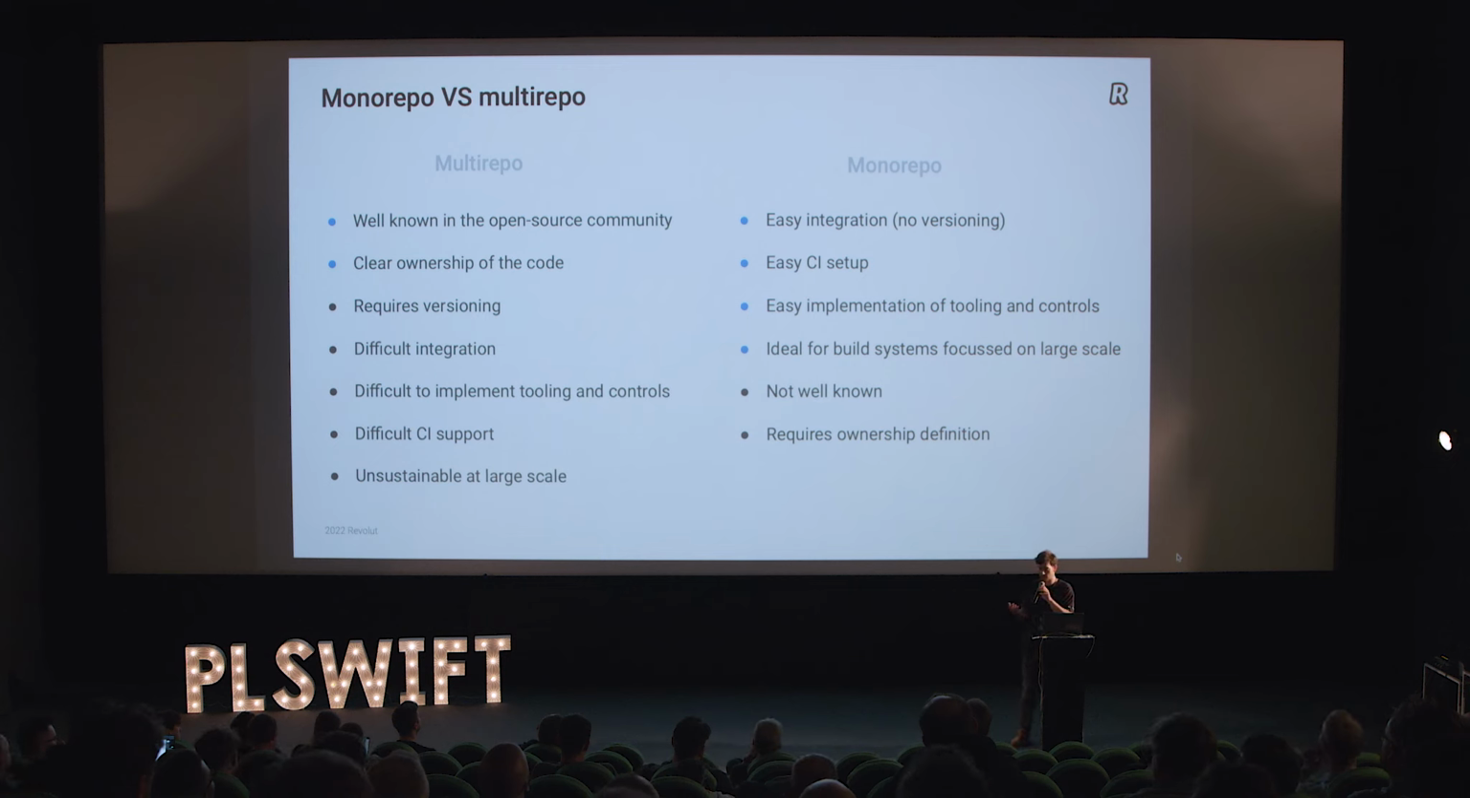It's ideal for build systems that are specific for large-scale code bases. We'll see it a bit later. Most of them work with the mono-repository idea. But the only problem with this idea is that it's not very well known, and maybe it requires a bit of ownership definition because now everything is in one repository, so most of the teams end up developing some ownership infrastructure.